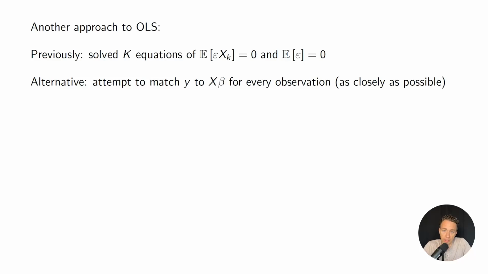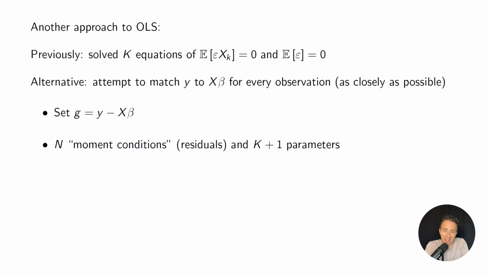Now, we could alternatively use the OLS residuals as moments, and in this case, we want to minimize the residuals. So we're trying to match y with x beta hat as closely as possible. So we could set our g function to be y minus x beta. This would give us n moment conditions, and I put moment conditions in quotation marks because they're really residuals. And then we have the same k plus 1 parameters that we want to estimate, just like we did earlier.